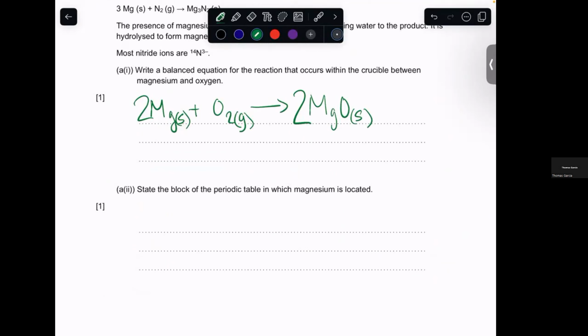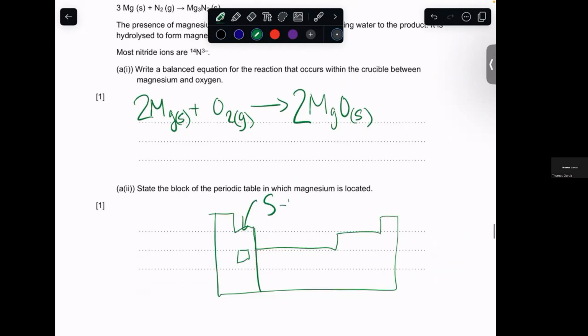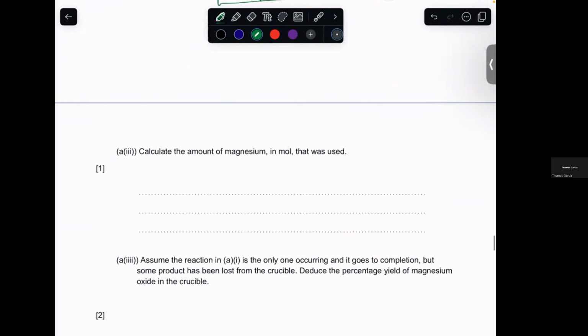State the block of the periodic table where magnesium's located. If we look at our periodic table, magnesium's kind of like right here, which is the S block. All right. Calculate the amount of magnesium in mole that was used.